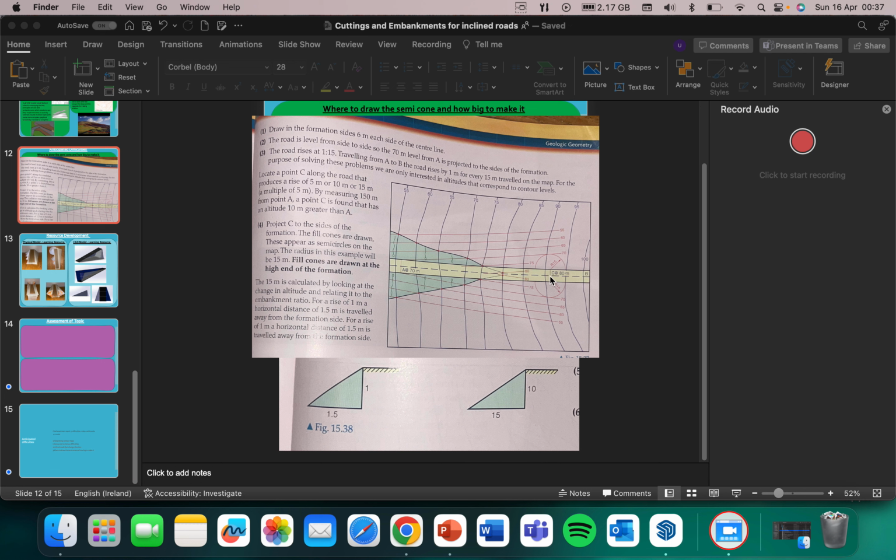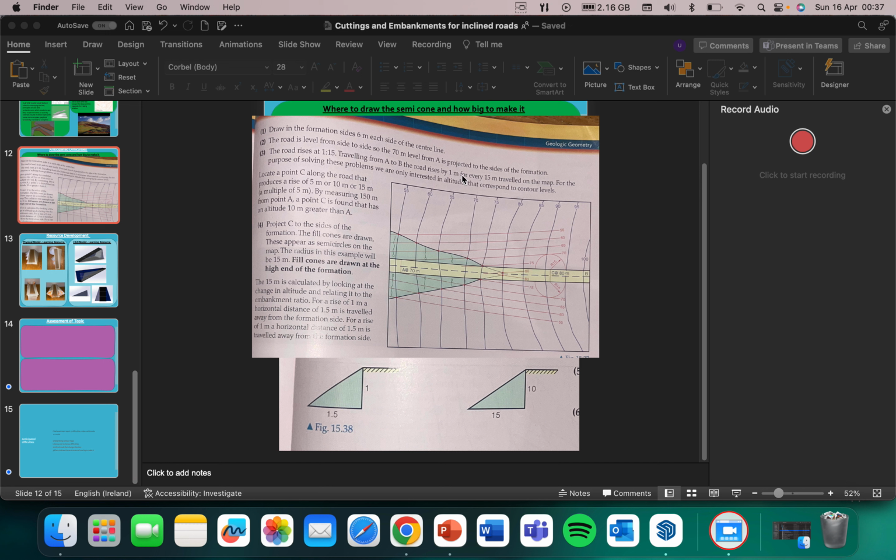So we need to find this point C here, and the way we do this is by using our ratio of 1:15. So if we need to find, as stated here, point C needs to be a multiple of 5. So we're going to try to find this 10 meter high cone here, which is this one here in the picture. So the way we find this is by multiplying both of these here by 10, as we're trying to find a 10 meter high cone.